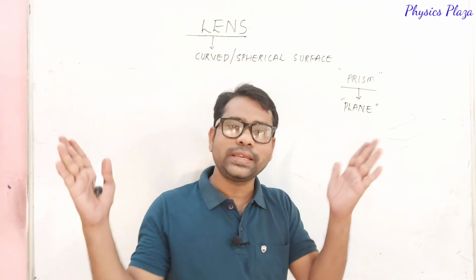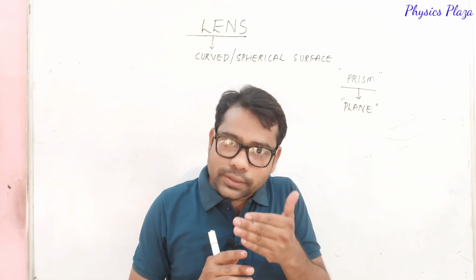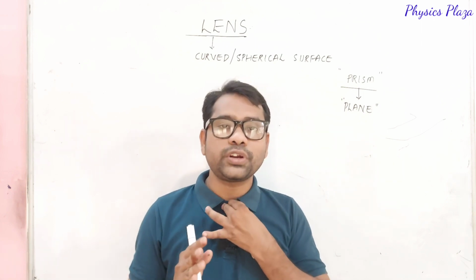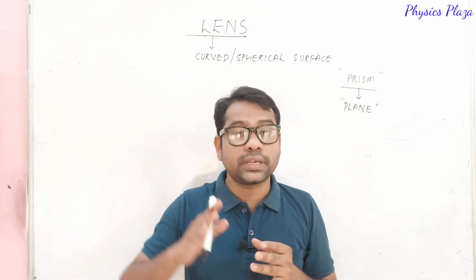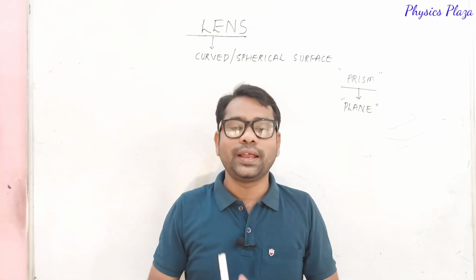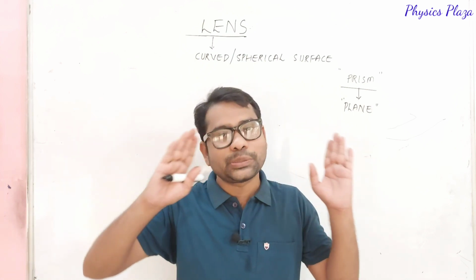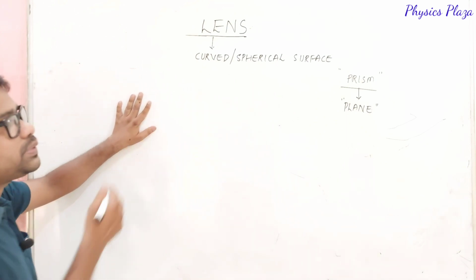So, what is a lens? A transparent refracting medium which is consisting of spherical or curved surfaces is called a lens. Of course, sometimes it may be consisting of only one curved surface, and another might be a plane surface. And don't forget that, children, a plane surface is also a part of a spherical surface only. Clear? Fine. Now we will discuss the types of lenses.